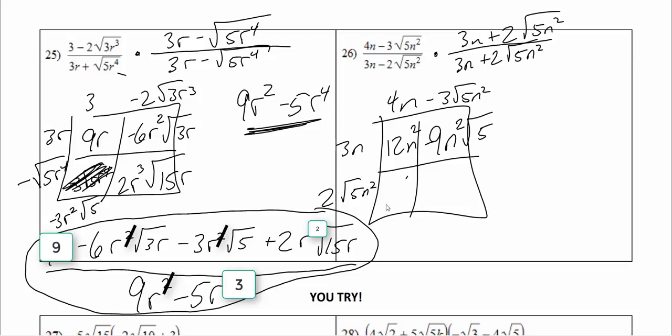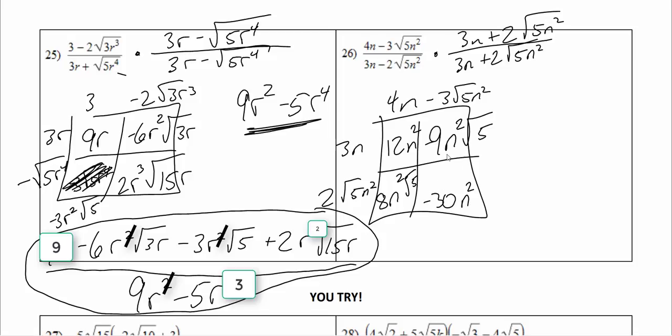And then this one here is going to be an 8n, but I can pull another n out, so it's 8n squared root 5. Oh, that makes it nice. I can actually combine those things. That's pretty nice. And then your last one over here is going to be a -6. 2 times -3 is -6, but then I times it by 5, right? So it's really a -30, and then n squared is what that is.